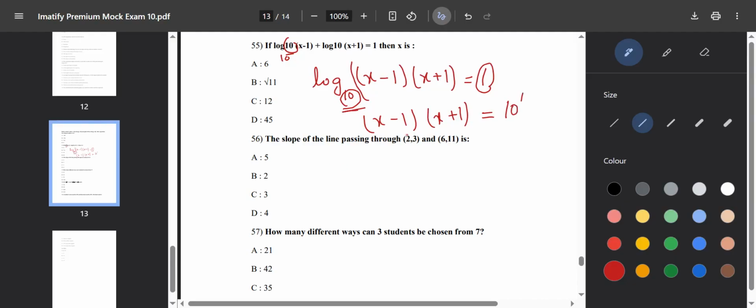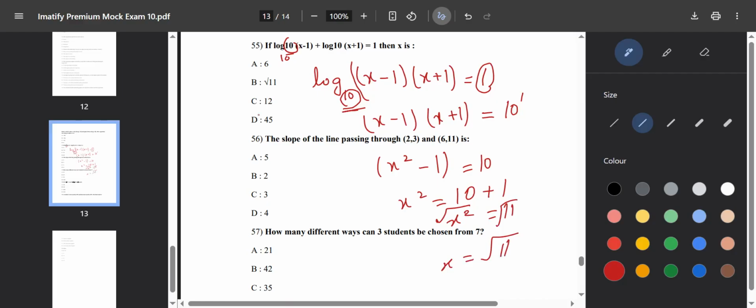So we're going to solve this now. x squared minus 1 is equal to 10, so x squared is equal to 10 plus 1, which is 11. So x is equal to plus or minus under root 11. So the correct answer will be plus or minus under root 11.